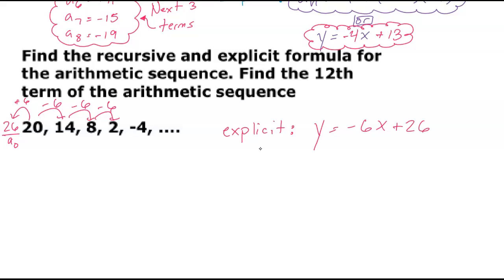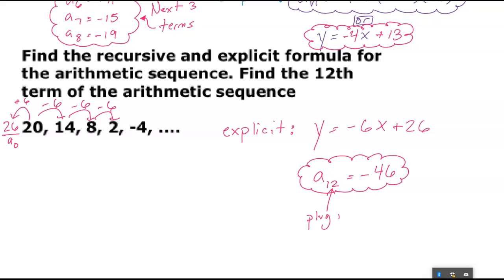And then what do I do to get the 12th term? Plug in 12 for x and I get negative. Good. Yes, -46. All I did was plug in 12 for x.